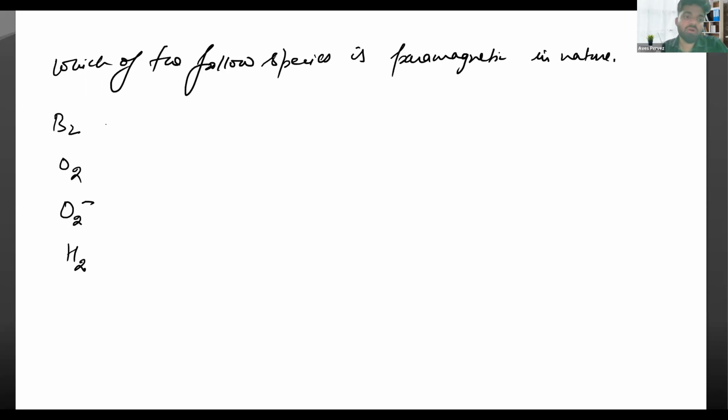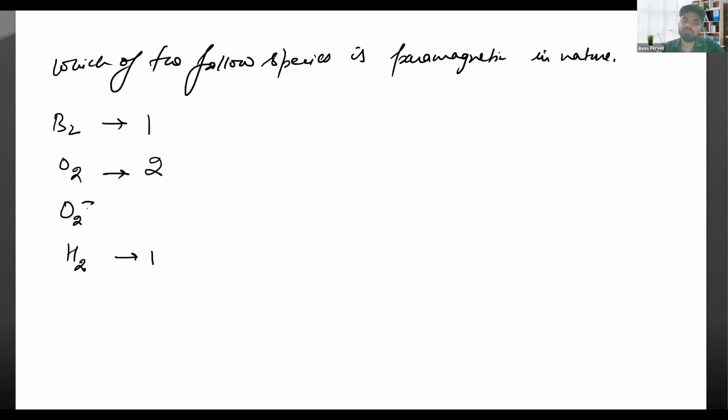So you know that the bond order here is 1. Here the bond order is 2. Here the bond order is 1, but here, if it gains 1 electron, it is going to have bond order 1.5. How? You can check. There will be 17 electrons because it gains 1 electron. Got it?